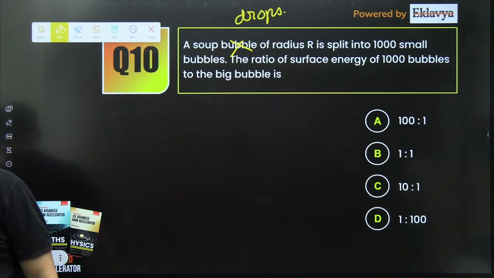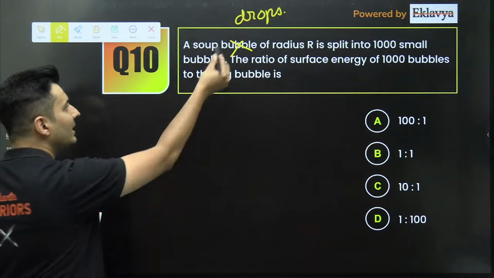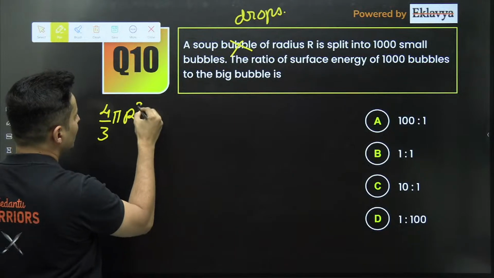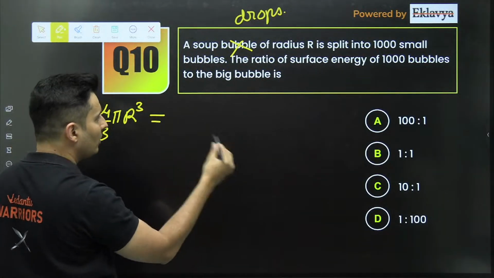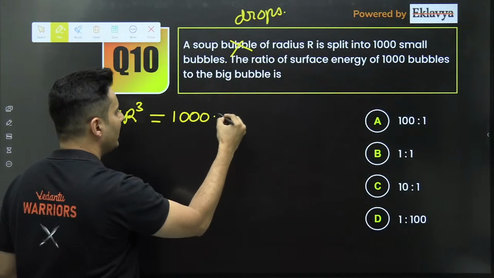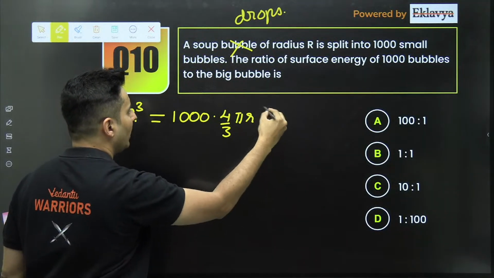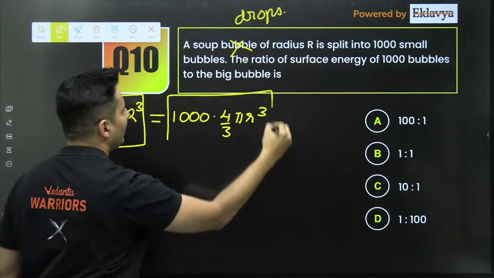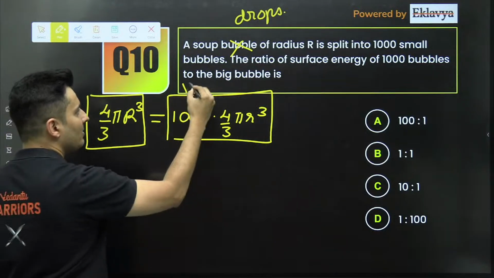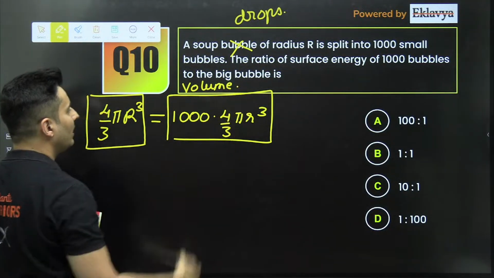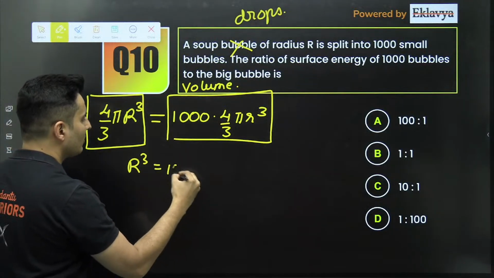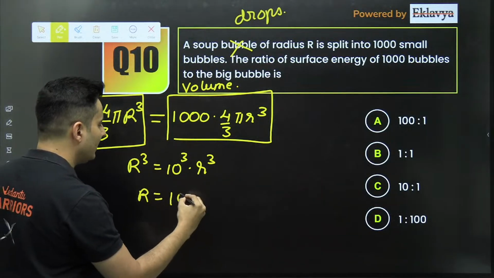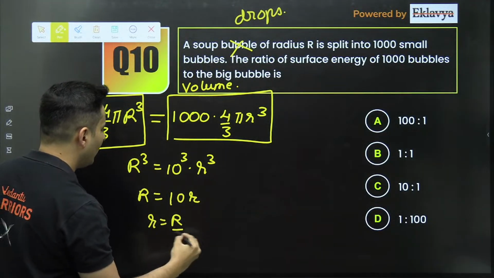So what we can do is, assuming it is drops, 4 by 3 pi R cube, the initial volume, is equal to 1000 into 4 by 3 pi small r cube, the final volume, as I split it into 1000 drops. I'm just equating the volumes. So R cube is equal to 1000, which is 10 to the power 3, small r cube. So capital R is basically 10 times small r. So r is capital R by 10.